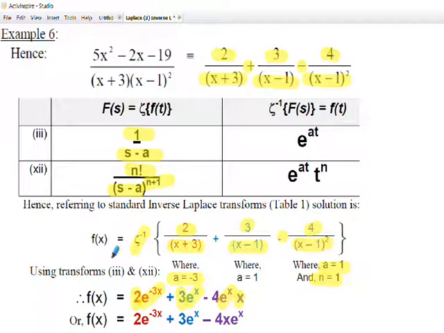All I've done with the last line is just slightly rearranged the last term. So there's our solutions to this problem.